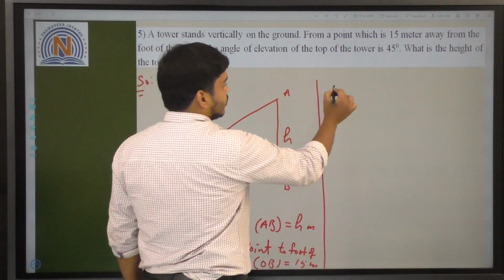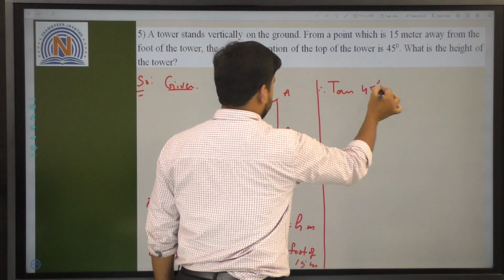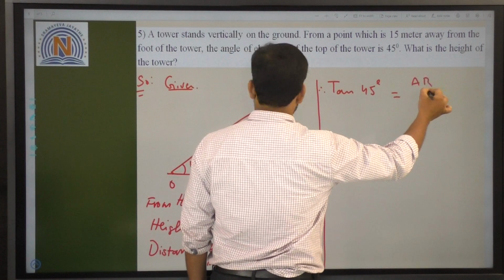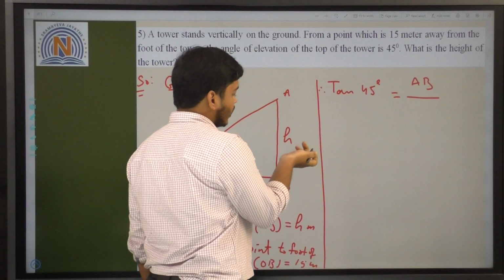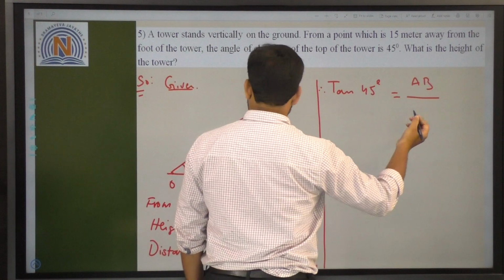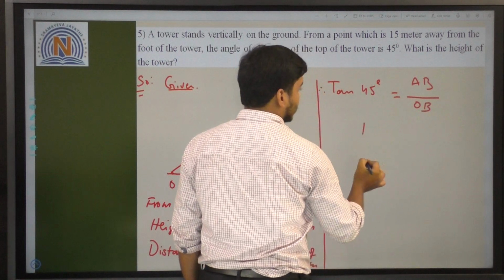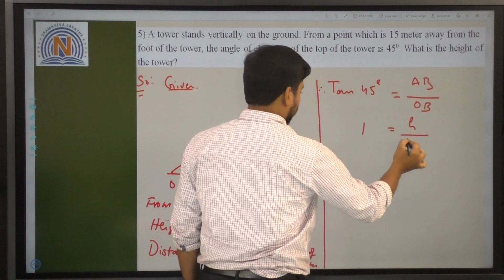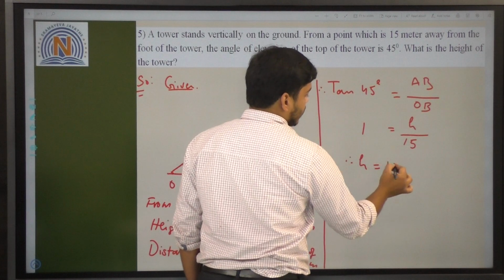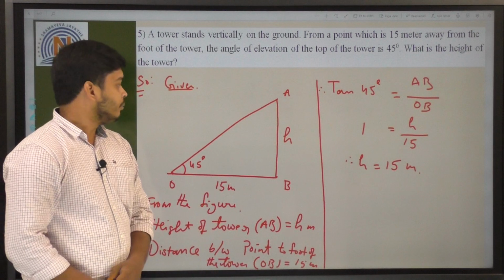Now the next step, take the tan ratio. Therefore tan 45 degrees is equal to AB by OB; tan is opposite by adjacent side, right? So tan 45 degrees value is 1, so 1 equals h by 15. Therefore h is equal to 15 meters. Therefore the height of the tower is 15 meters.